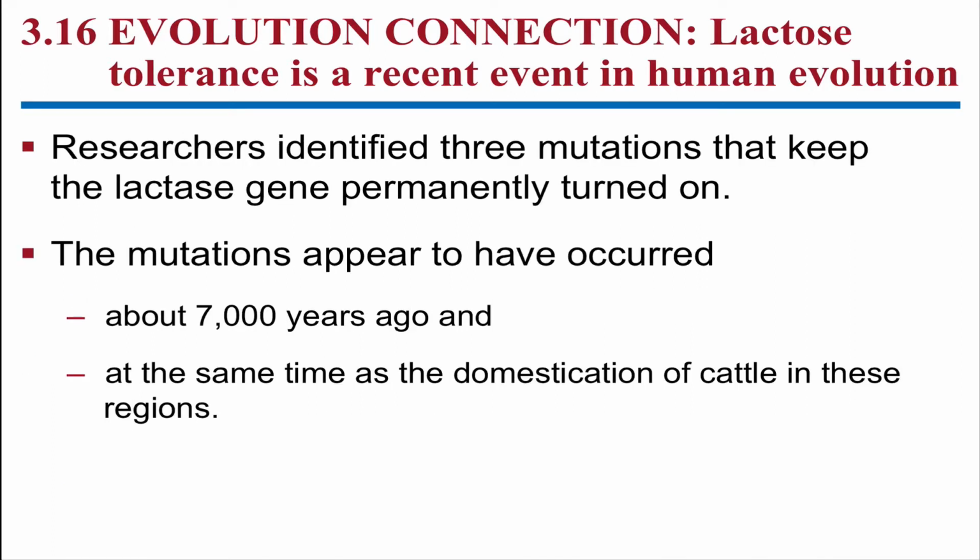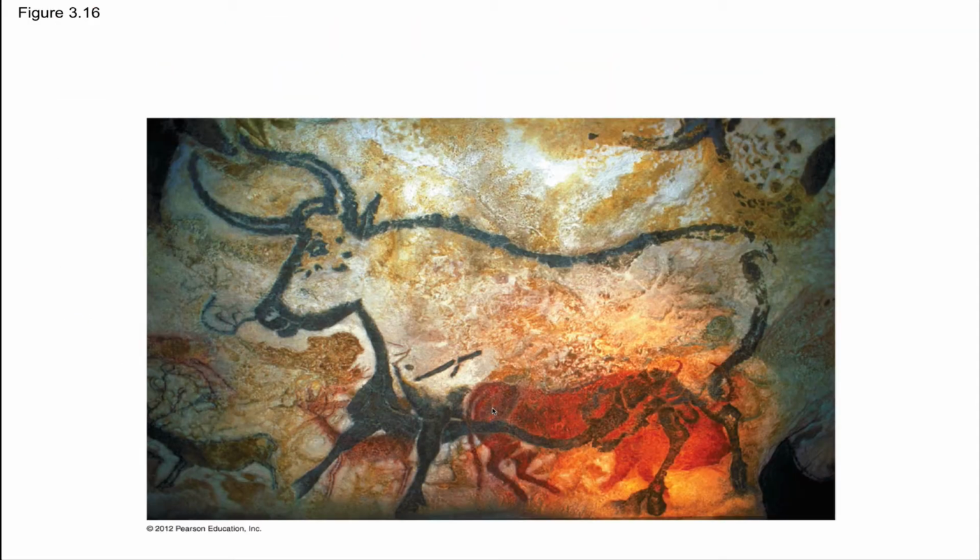Okay, so another way to look at it. Research identified 3 mutations that keep the lactase gene permanently turned on. They think that the mutations occurred roughly 7,000 years ago. This kind of correlates with the same time cattle were domesticated in those regions.